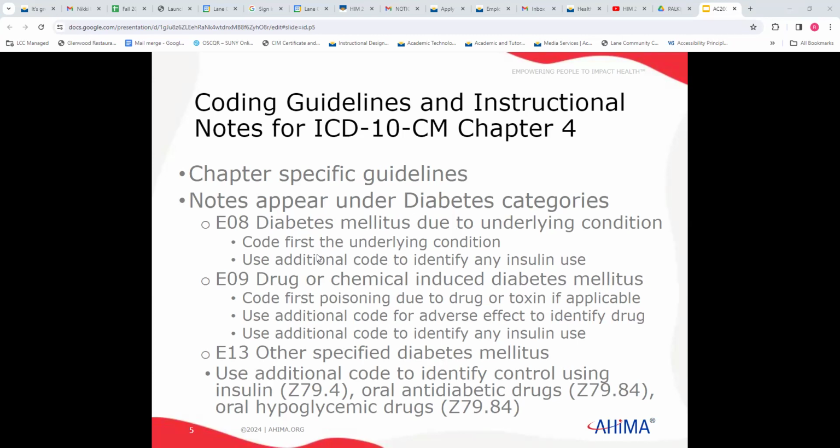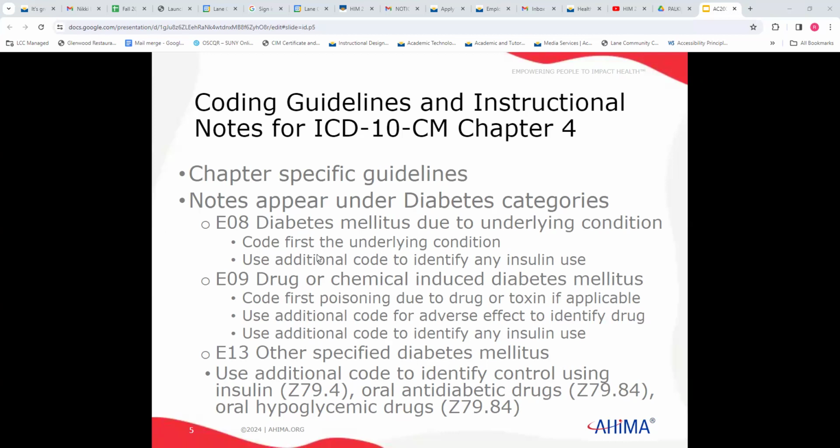We always think of diabetes as type 1, type 2, juvenile and adult, which we'll get into in a little bit. But sometimes we get diabetes secondary to an underlying condition, something going on and impacting the pancreas, for example. In that case, we use a code from the code category E08, diabetes mellitus due to underlying condition. And per the tabular, we would code the underlying condition and use any additional code to identify any insulin use. We'll talk more about that and the importance of it.